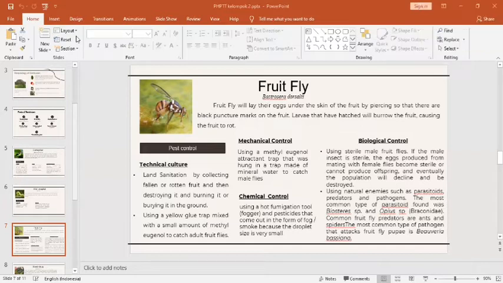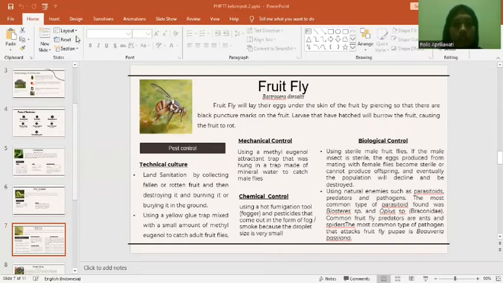And then fruit fly or Bactrocera dorsalis. Fruit flies will lay their eggs under the skin of the fruit by perching, so that there are black puncture marks on the fruit. Larvae that have heads will burrow into the fruit, causing the fruit to rot.